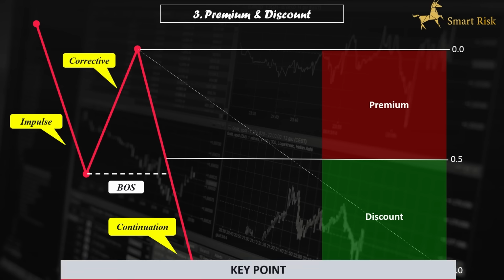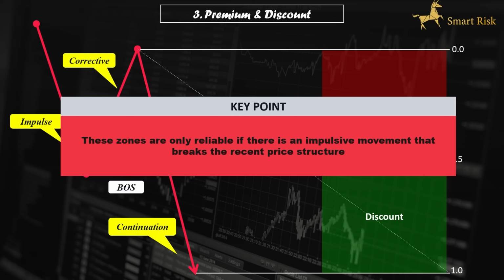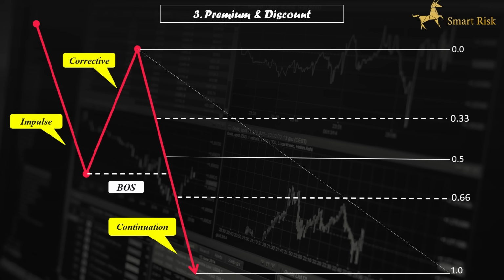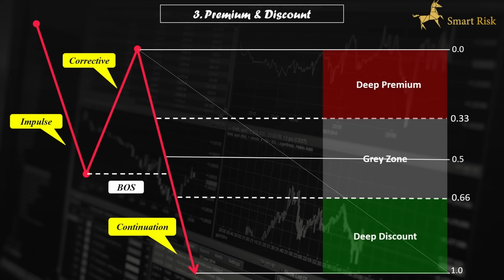It is important to note that these zones are only reliable if there is an impulsive movement that breaks the recent price structure. To enhance our analysis of premium and discount zones, we can divide this zone into 3 equal parts and assign different colors to these segments. To enhance the likelihood of successful trades, aim to buy in the discount zone and sell in the premium zone.